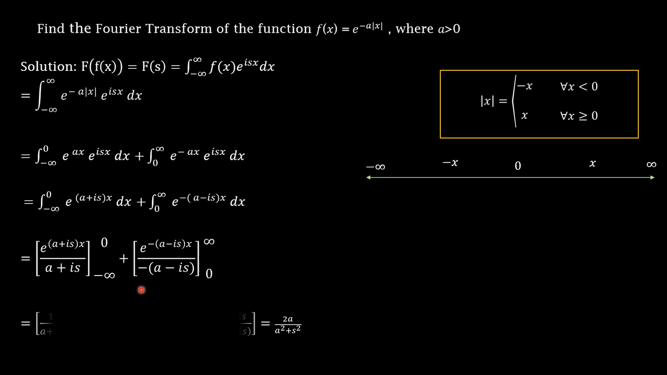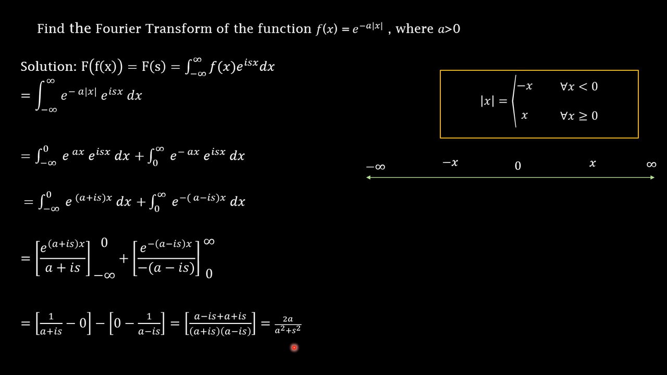Just apply the limit, students. When you are applying the upper limit, as your x is equal to 0, e to the power 0 is 1, so it is 1 by a plus is. As your x approaches minus infinity, e to the power minus infinity is 0. Okay, plus into minus, that is minus. As your x tends to infinity, e to the power some constant minus some constant into x tends to 0. So the first value is 0 over here, minus the lower limit. When you substitute x is equal to 0, it is e to the power 0, so that it is 1 by a minus is. Just simplify it, students.